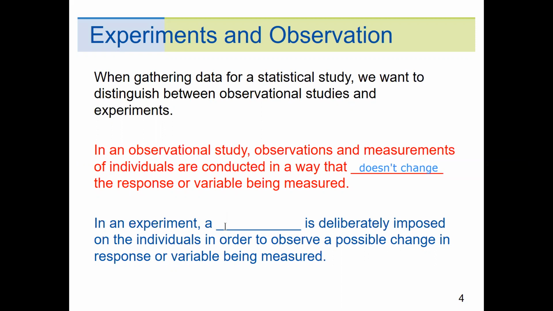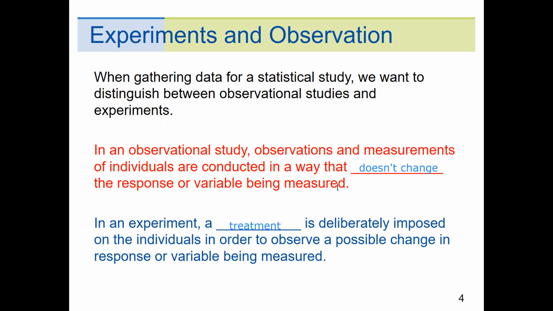In an experiment, we do something, we give what's called a treatment, which is deliberately imposed on the individuals to purposely observe a possible change. You think about an experiment, this is common in the medical field. We give some sort of medicine or injection or whatever the case might be. And then we study and see, did that change things the way we thought it would change? Or did it not really change compared to the control group? Control group meaning the group we didn't give any medicine to. So there's some difference there.